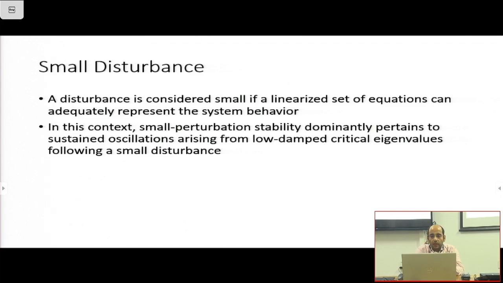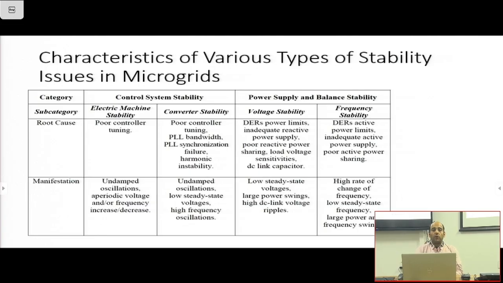Okay. So to summarize, the problems that can arise due to the stability issues of a microgrid are basically either the control system stability or the power supply and balance stability. The causes, as you can see in this table, for electric machine stability, it could be poor controller tuning, either the excitation system or the governor system. For the converter, there could be many things, for example, poor tuning, PLL problems, harmonic instability.